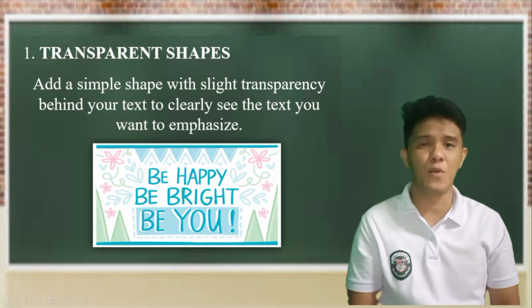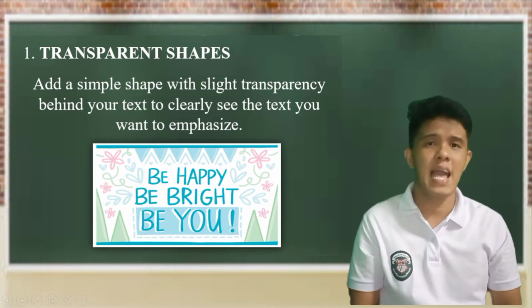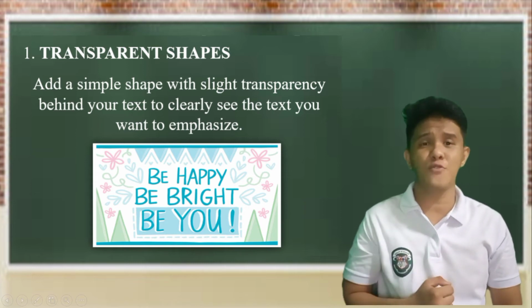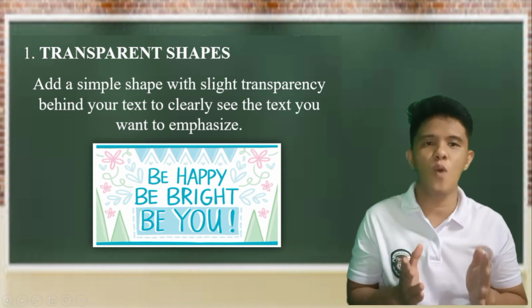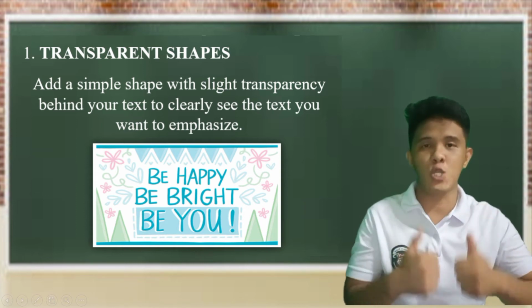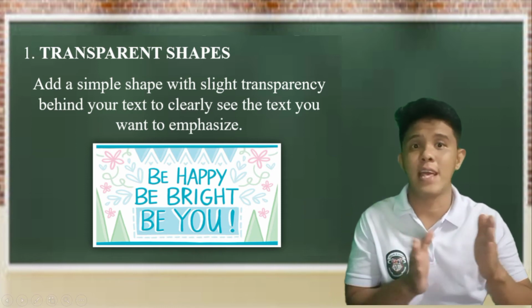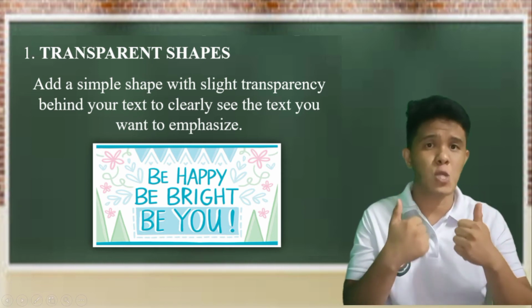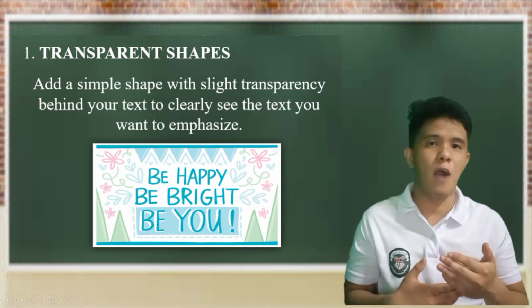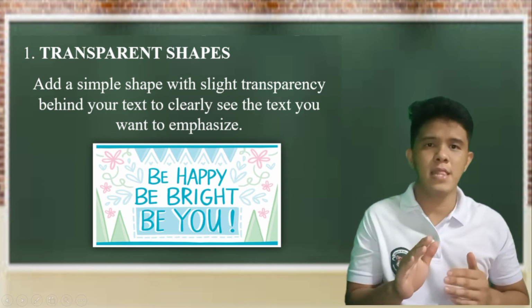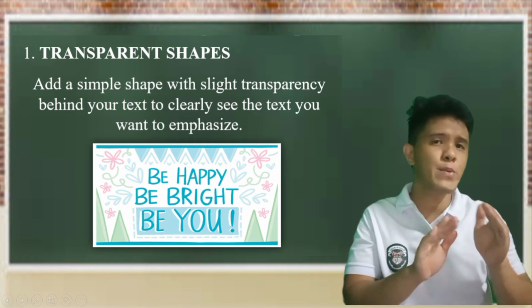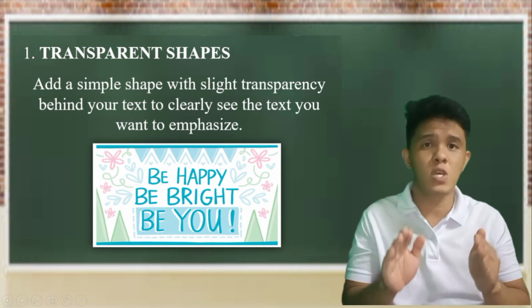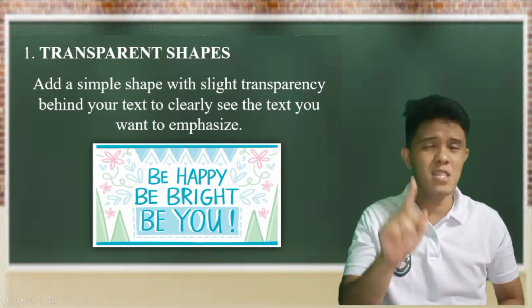Let's start on number 1, transparent shapes. Adding a simple shape with slight transparency behind your text to clearly see the text you want to emphasize is a good combination of a shape and text. Again, including a transparent shape is a good idea in presenting your output. You just need to check that your shape has slight transparency in order for your words, text, or captions to be emphasized. Number 1, transparent shape.